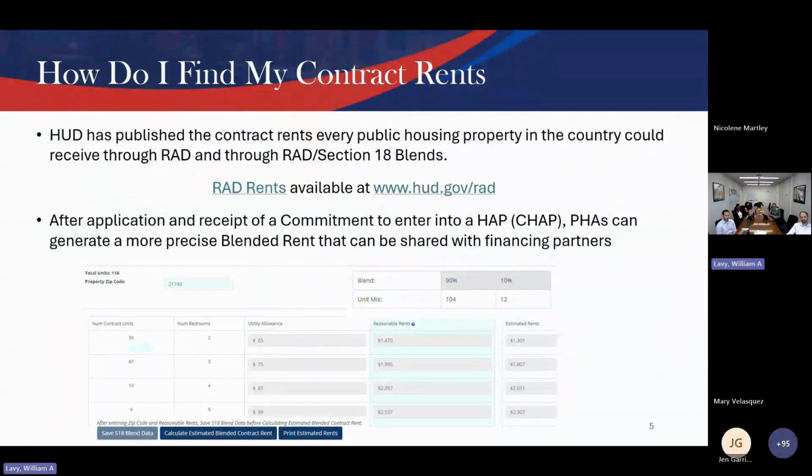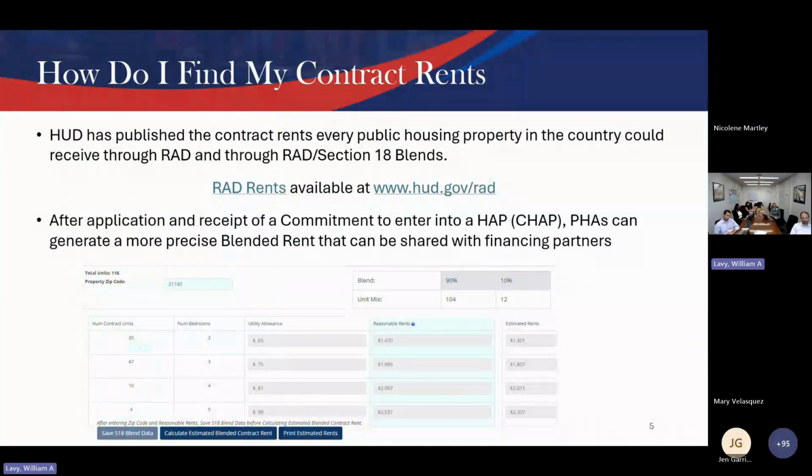How do I find my contract rents? Well, we have multiple ways to do so. First of all, if the PHA does not yet have an application with HUD, does not yet have an initial award, what we call a CHAP, the PHA and its partners can look up the rents on our RAD rents spreadsheet available on our website. We have a little lookup tool in that Excel workbook where you enter in your PHA name and pick your project, and it'll show you what the possible rent levels would be.